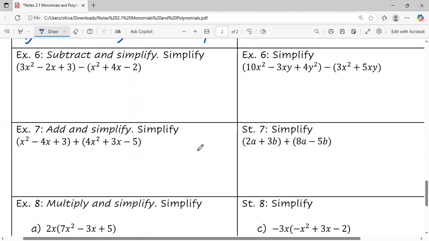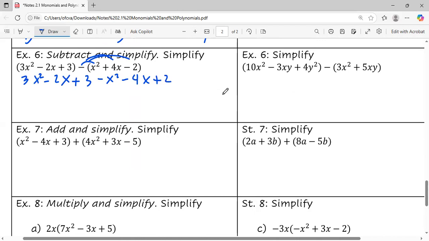But again, this is something that you've already seen in Algebra 1, so I'm going to go kind of quick through this. Basically you have your first example here, subtract and simplify. There's a subtraction between the 2 parentheses. So when that happens, make sure that you apply or distribute a -1. So you really have 3x squared minus 2x plus 3 minus x squared minus 4x plus 2. So everything behind that negative sign has to change signs.